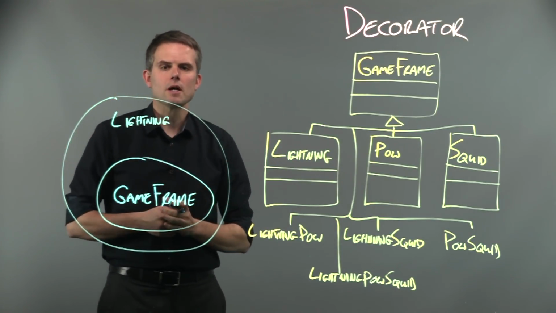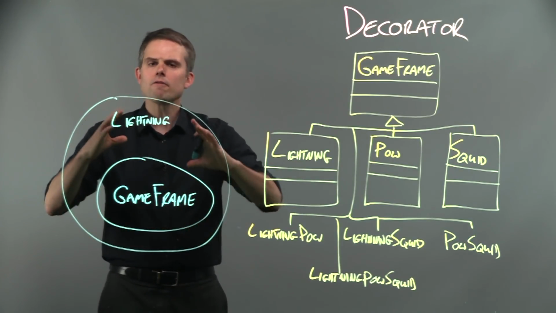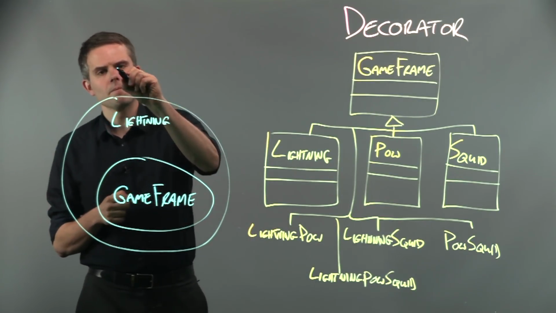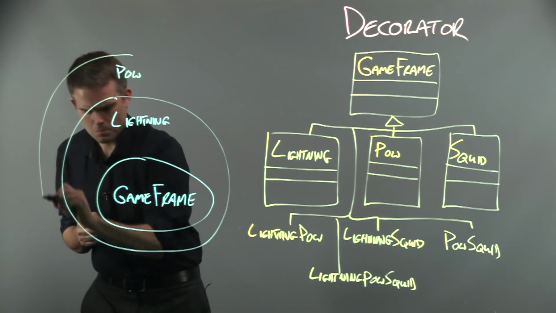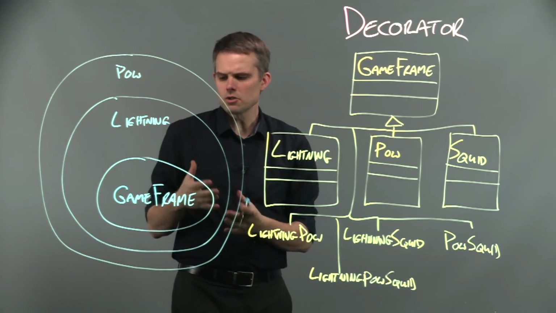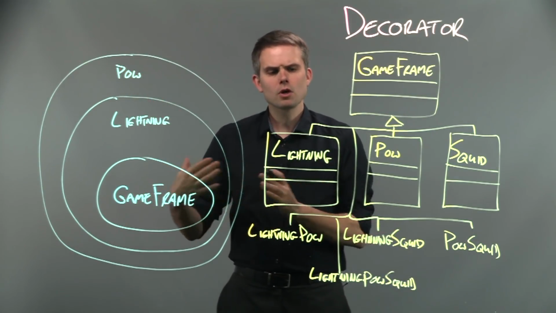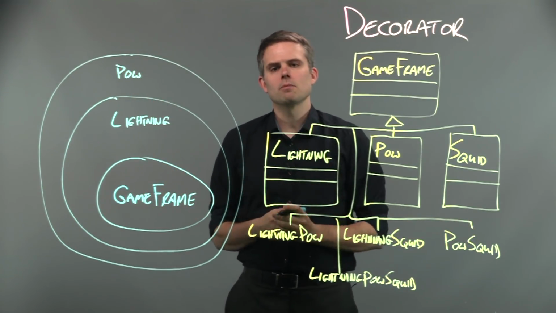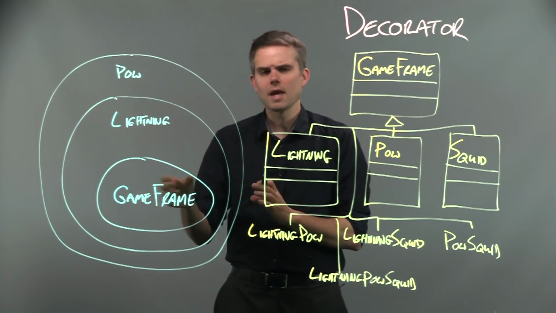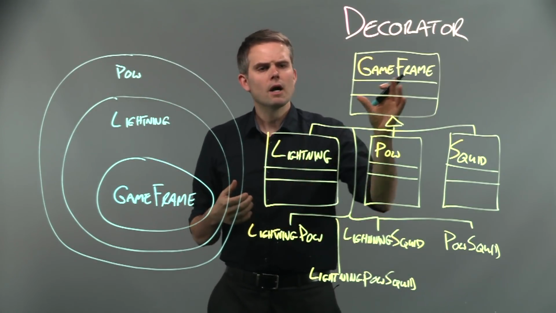And this is what our object now looks like, right? We have a game frame, and it's encapsulated within a lightning. And if a lightning is currently flashing and someone hits a POW, we can encapsulate it again. And in this way, what we've done is we've gone and layered on new behaviors on top of the game frame without having to go and create all of these different independent subclasses. And to the game, whatever has the reference to the game frame in the first place, it has the same type as well, right? It is always going to be of type game frame.